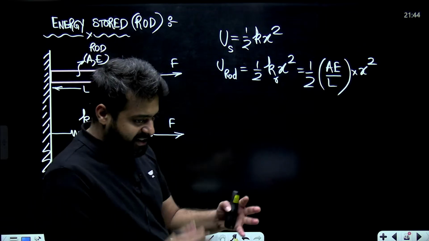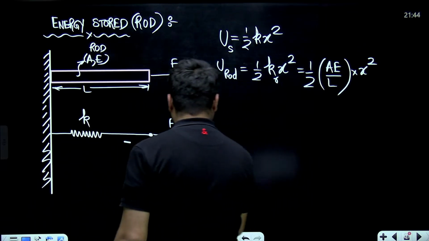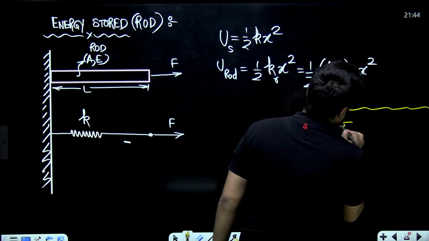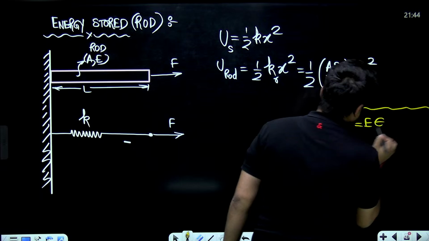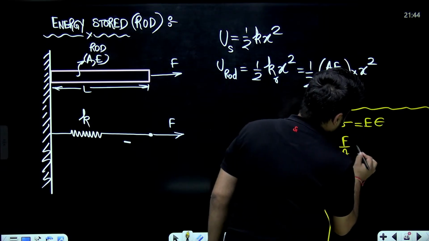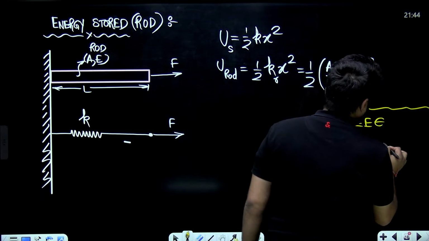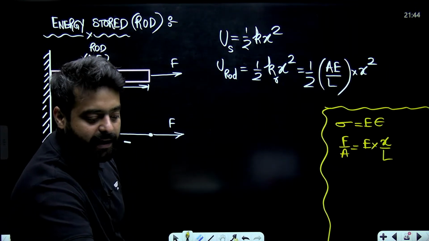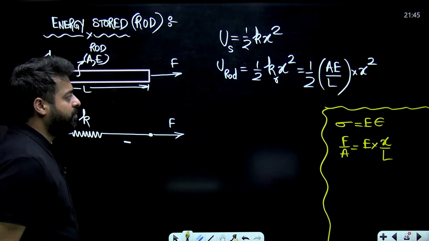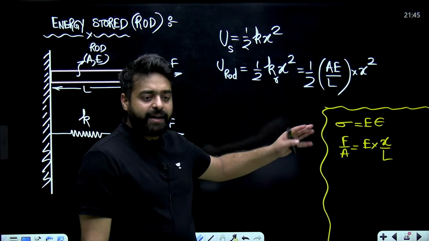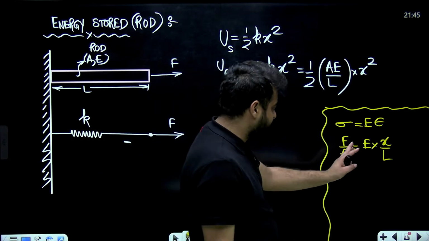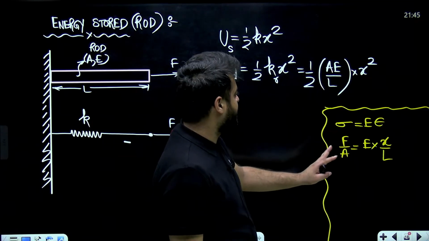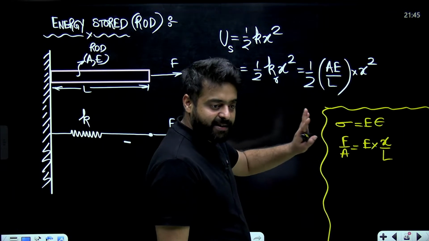Sir, in terms of stress and strain, I know a few parameters which I am going to put in this section. So the stress is equal to E epsilon. What is stress? Force per unit area, E is the Young modulus, and epsilon is x by L. That I know. Sir, can I see something here? Force by area is stress.